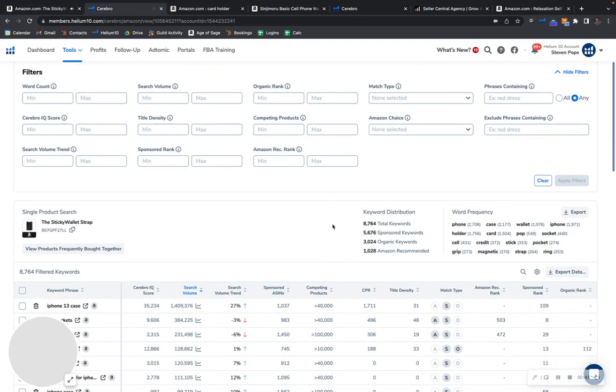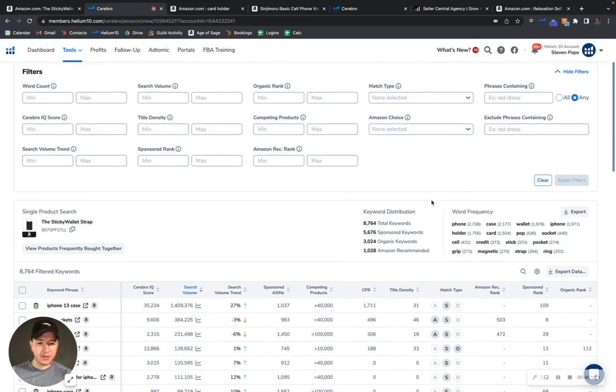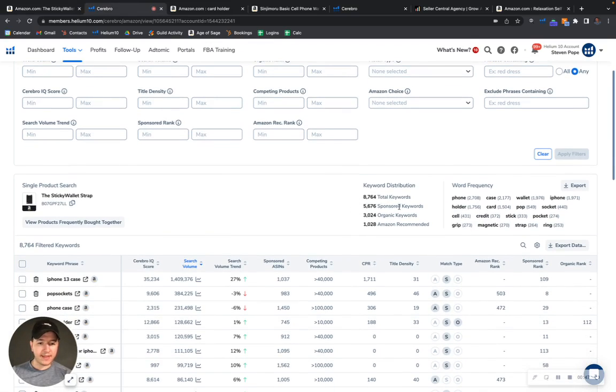Okay. If we take a look at your keyword distribution, we'll see that you have over 5,000 sponsored keywords and 3,000 organic keywords. Right off the bat, I can tell you that you're advertising a lot more than you're ranking organically. That's definitely an area for improvement because we like to see a 1-to-2 ratio. So for every sponsored keyword that you have, you want to have 2 organic keywords.